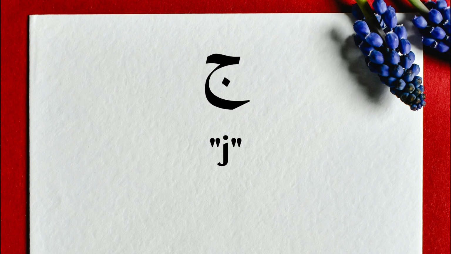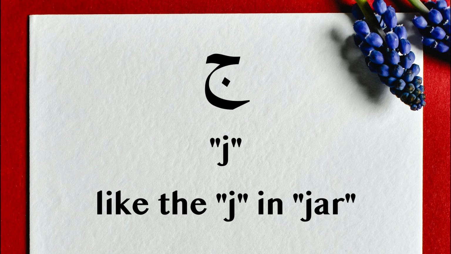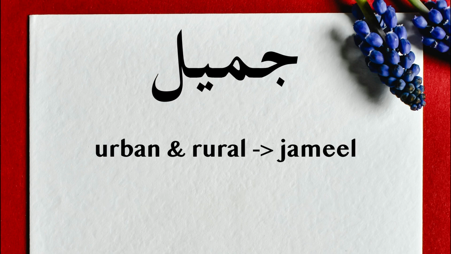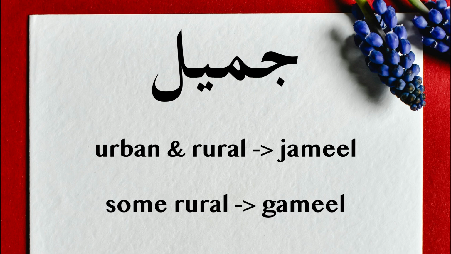The letter jim is pronounced as a hard J in most Levantine urban and rural dialects. For instance, the word for beautiful is jamil. There are some areas in rural Palestine that are super close to Egypt where they would pronounce jim like g. So instead of jamil, it would be pronounced as gemil.